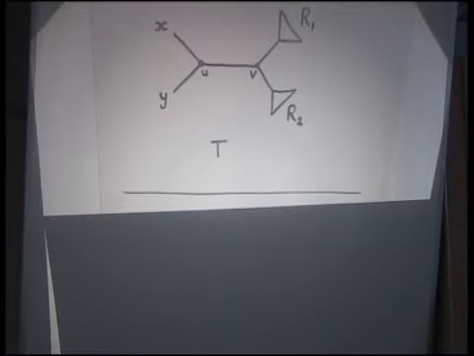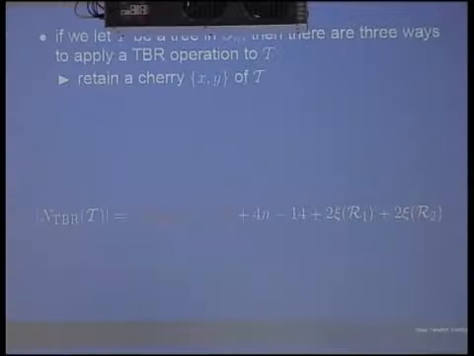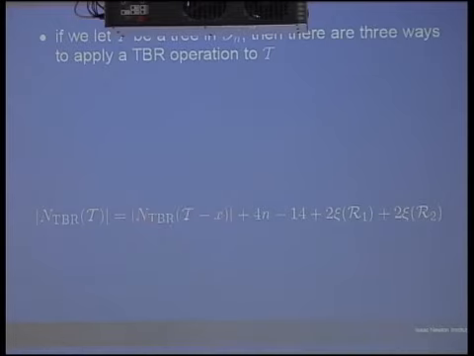So what can you do to this tree to do a TBR move? The first option is to do a move that keeps the cherry there, that keeps XY in your output tree, which is equivalent to deleting that leaf X, doing a TBR move, and adding X back in. So that's where we get this first term in the recursion, which you actually can't see now, because evidently red and blue don't go very well together. So there you go. It's the neighbourhood of T without X.